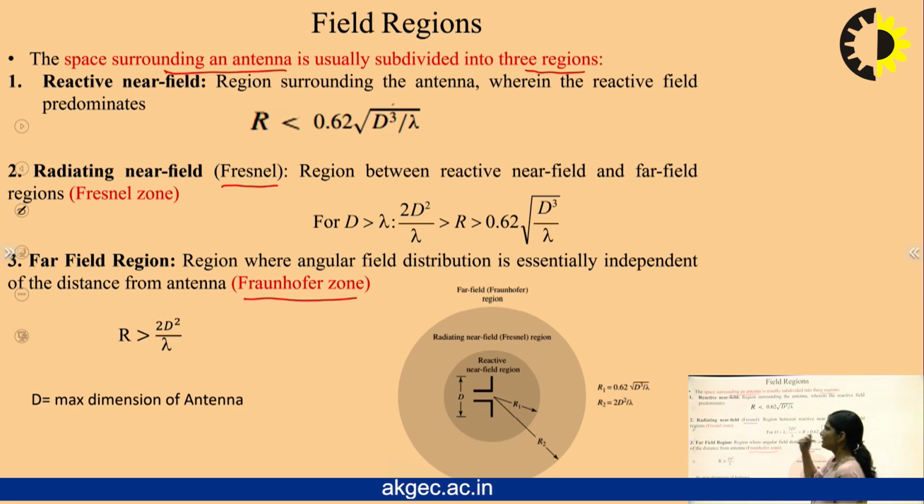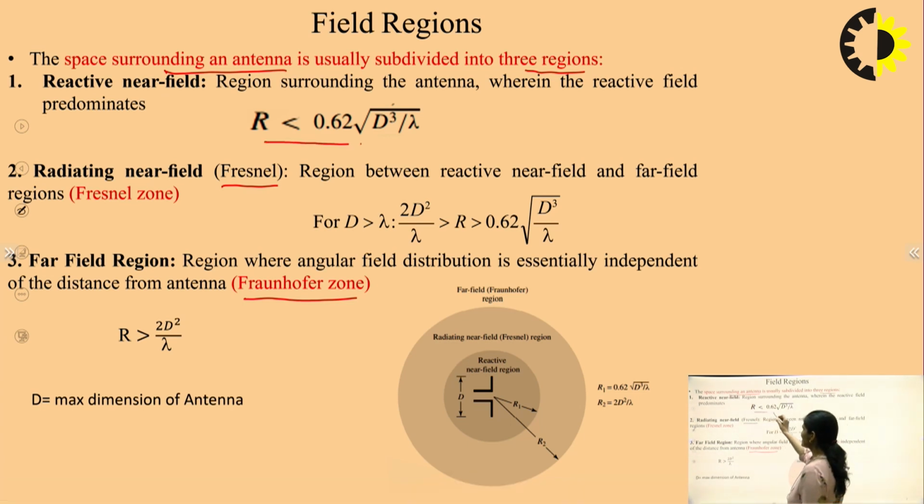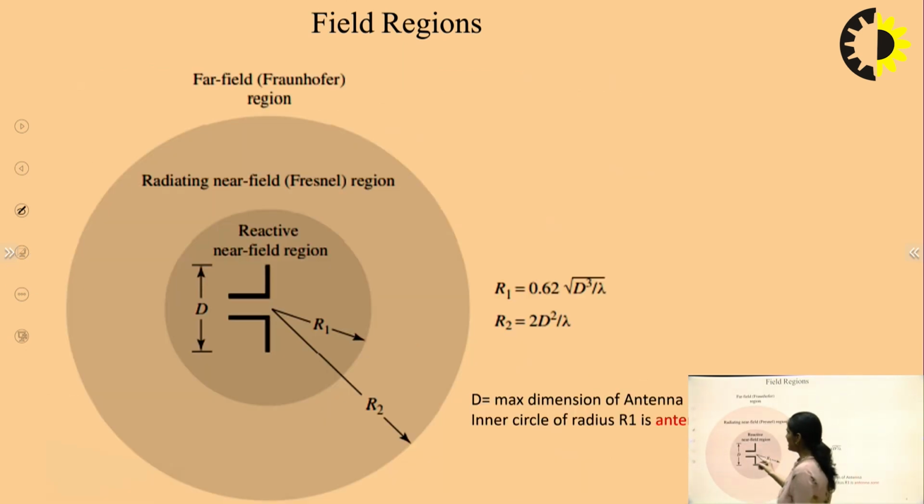First is the reactive near field, the region surrounding the antenna wherein the reactive field predominates, that is R less than 0.62 under root D cube upon lambda. The second is the Fresnel zone, the region between the reactive near field and far field. You can see this structure, this is the antenna, and its maximum dimension is represented by D.